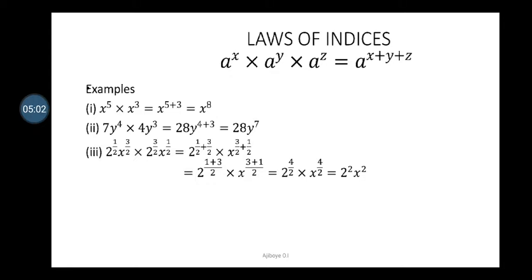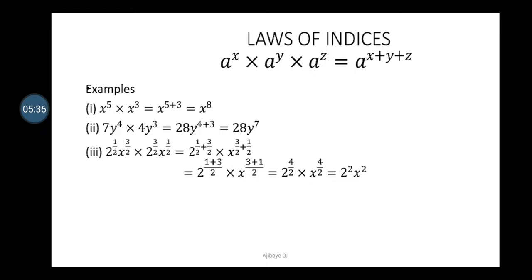add all the powers. So for example, x raised to power 5 times x raised to power 3 is equal to x raised to power 5 plus 3. 5 plus 3 is 8. So that will give us x raised to power 8. That is x raised to power 5 times x raised to power 3. You will notice that the base is x for the two index numbers. And so we just pick one base, x, and sum the power, so that x raised to power 5 times x raised to power 3 will give us x raised to power 8.